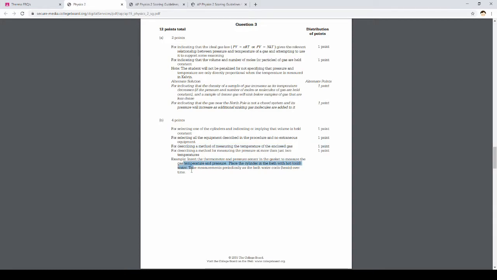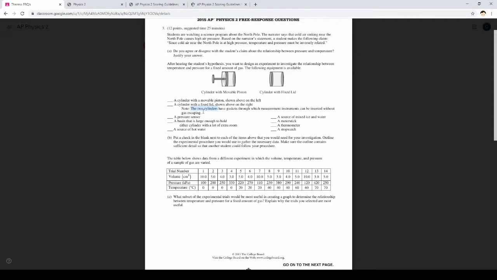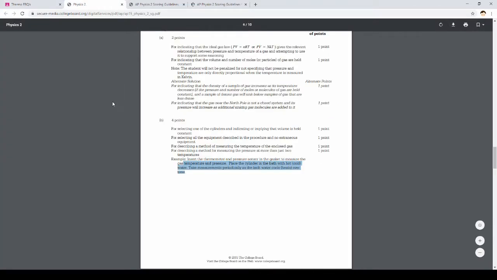So the example here is inserting a thermometer in the gasket, which it specifically said that they have gaskets through which instruments could be inserted. So we need to put the pressure sensor and the thermometer into those gaskets. I could also see you maybe measuring the temperature of the water bath, but you have to specify that the water bath is held at constant temperatures for a significant period of time to allow the temperature of the air inside the cylinder to reach equilibrium with the temperature of the water in the bath. And that's not so easy to do. So there were, I forget how many, 4 points in that experimental design.